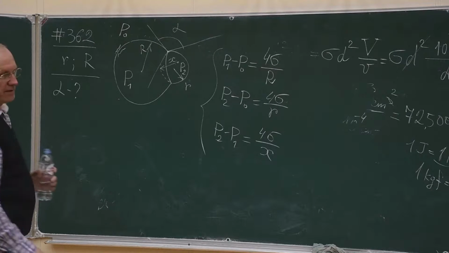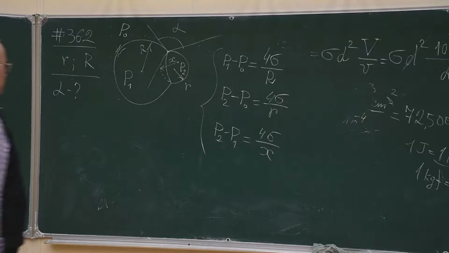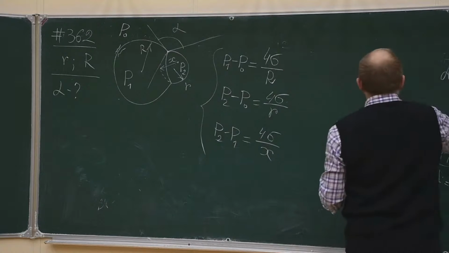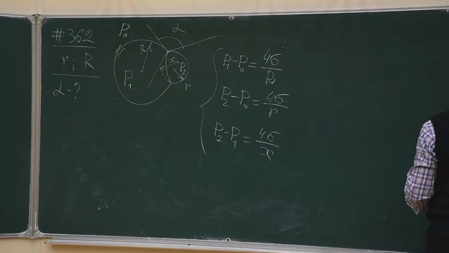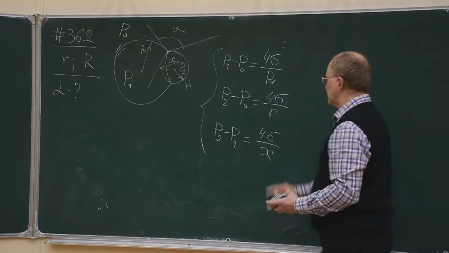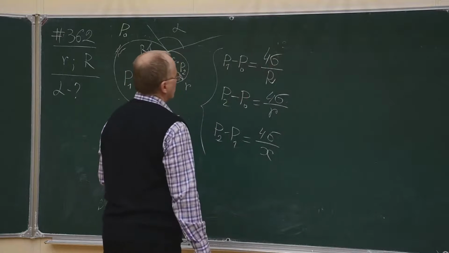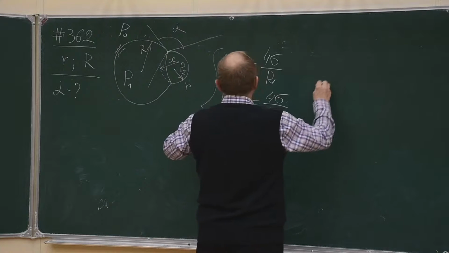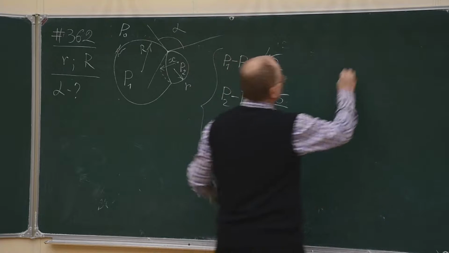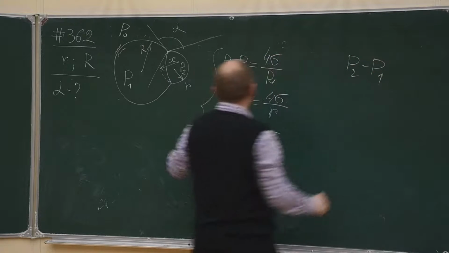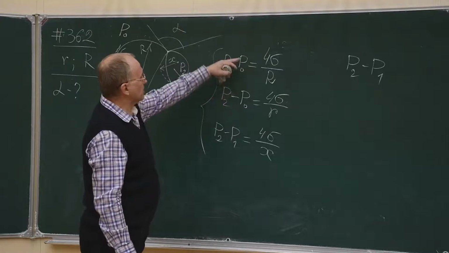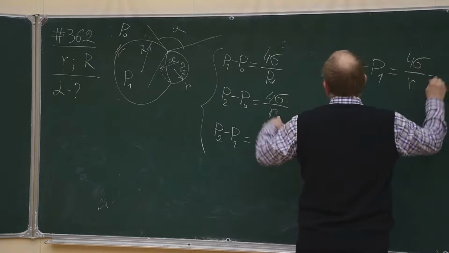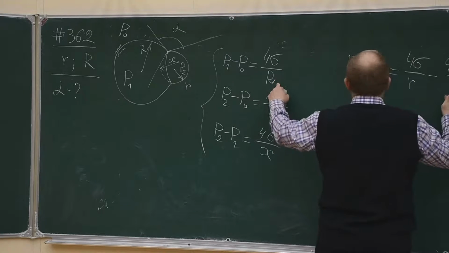We don't need P0 for the final answer. We need to find x, and we don't need P0, so we may subtract the first equation from the second equation, and we will have P2 minus P1, and P0 will cancel, and then we will have that equals 4 sigma divided by small r minus 4 sigma divided by capital R.